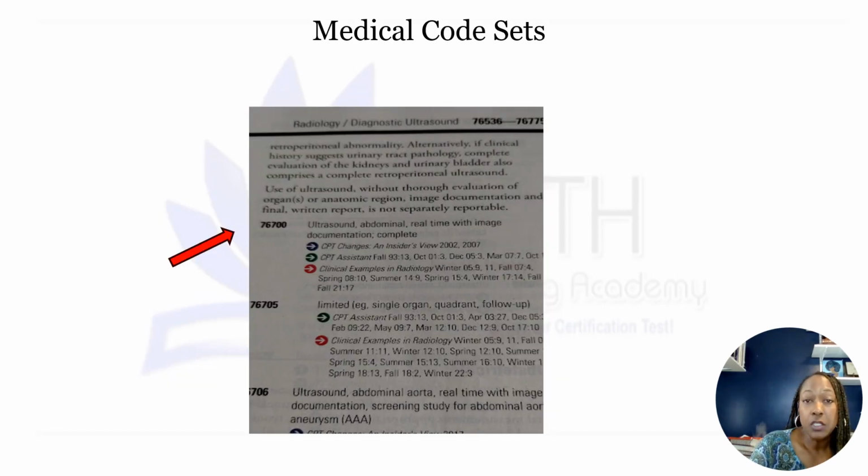Using our proper procedures, we're going to take the code range that we found in the index and maneuver our way to the tabular portion of our CPT code book, and we're going to land on the code 76700. And as you can see here in the description, it tells you it's a complete abdominal ultrasound with real-time images. Right? You can read the description below, and this is exactly what we're looking for.